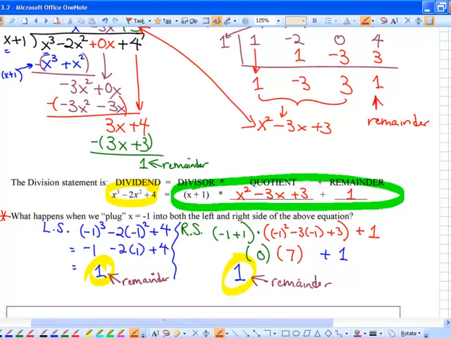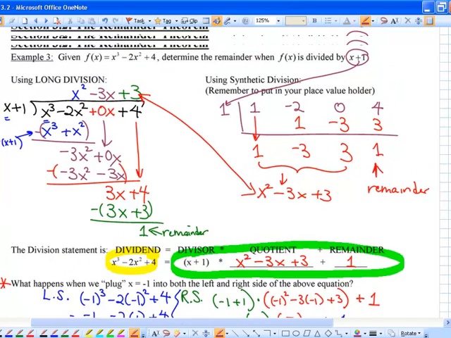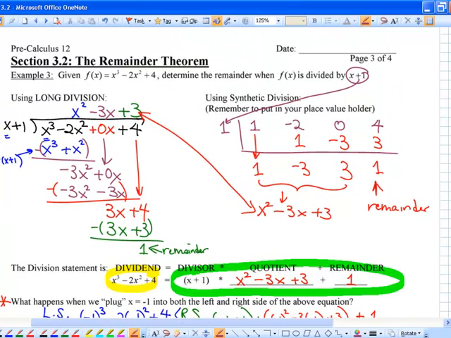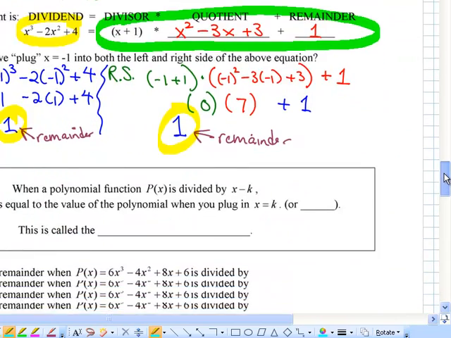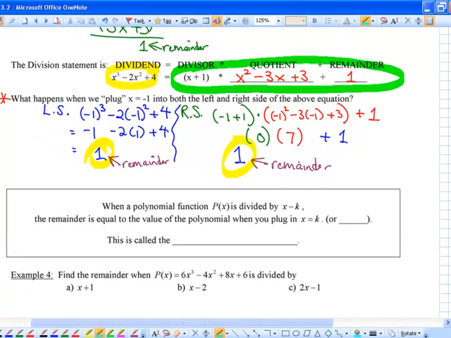Now, why did I choose x equal to negative 1? Like, where did that come from? Well, let me tell you. We did this division question, and we divided it by x plus 1. So what I just did there is, instead of plugging in 1, I plugged in the opposite, which was negative 1, and lo and behold, I got the remainder.